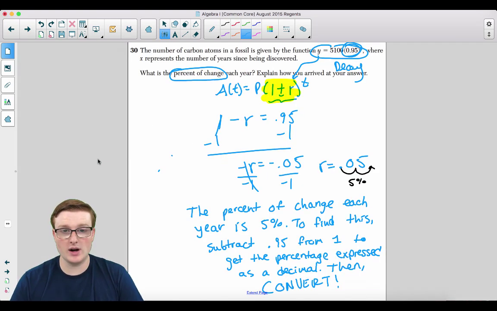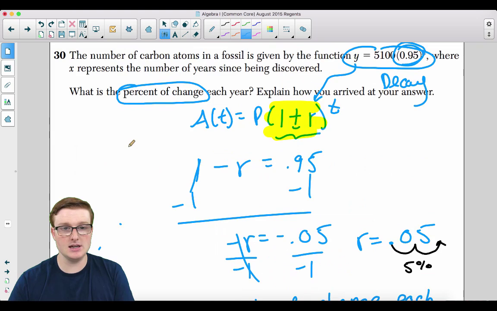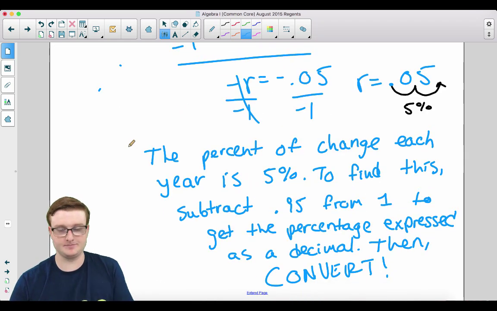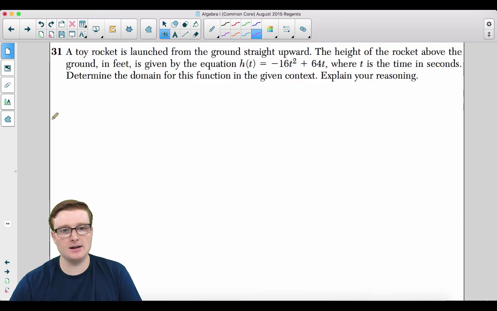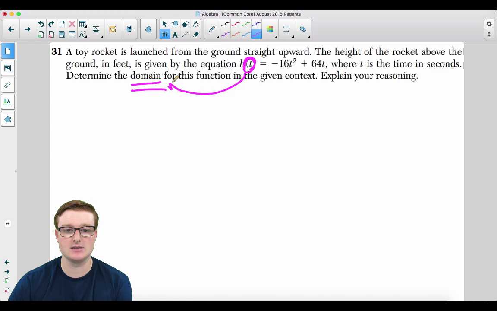All right, moving on to question 31. Okay. A toy rocket is launched from the ground straight upward. The height of the rocket above the ground in feet is given by the equation h of t equals negative 16t squared plus 64t, where t is the time in seconds. Determine the domain for this function in the given context. Explain your reasoning.